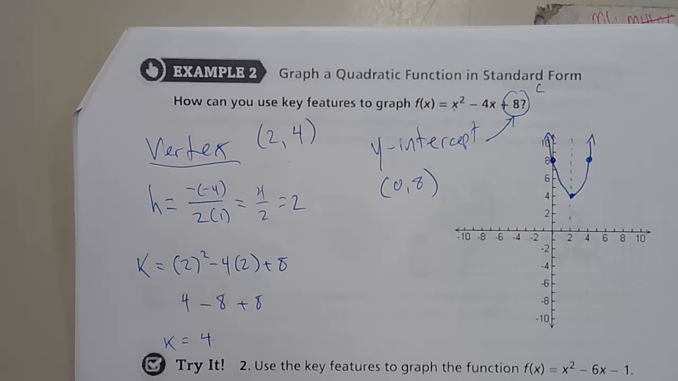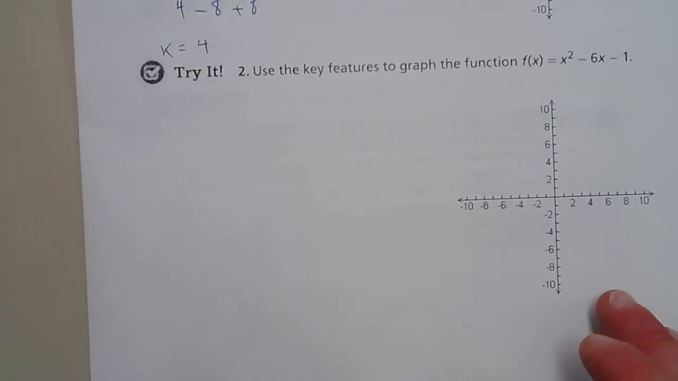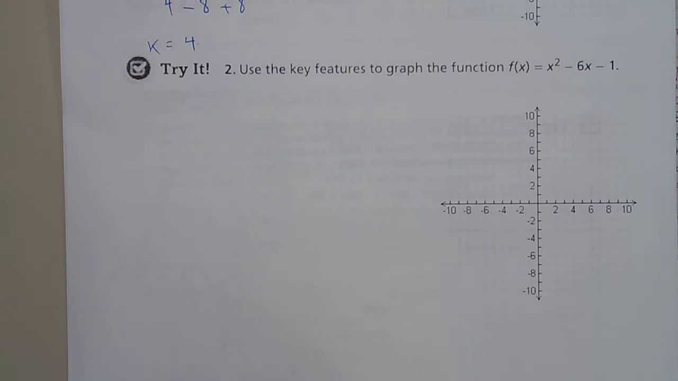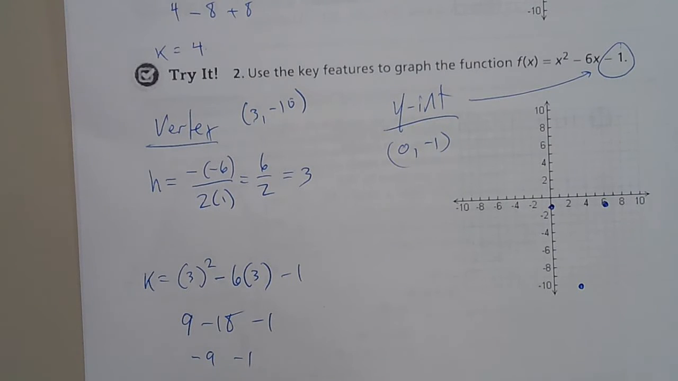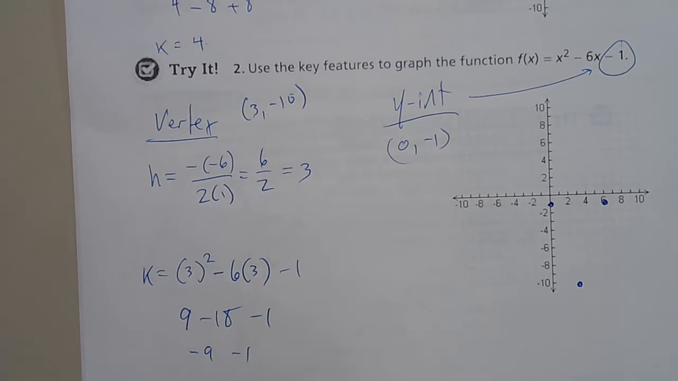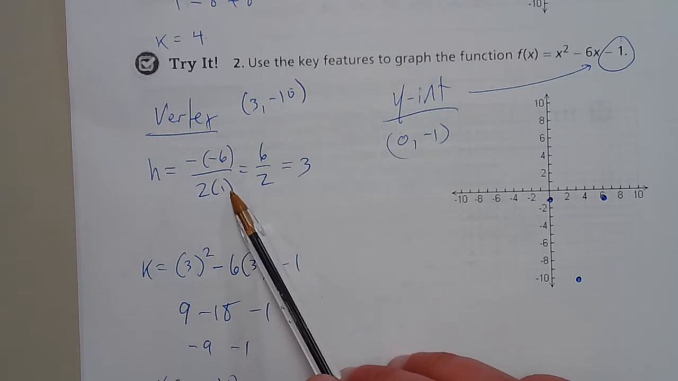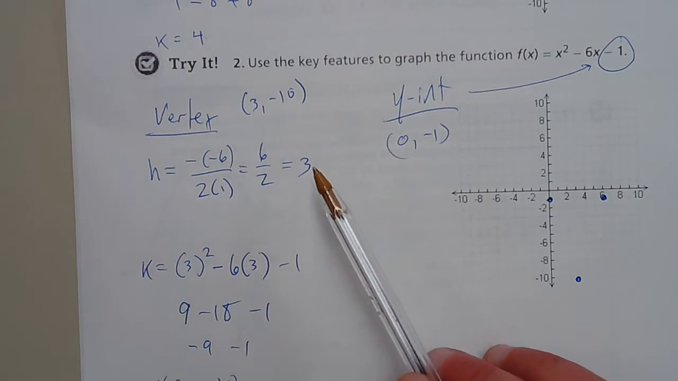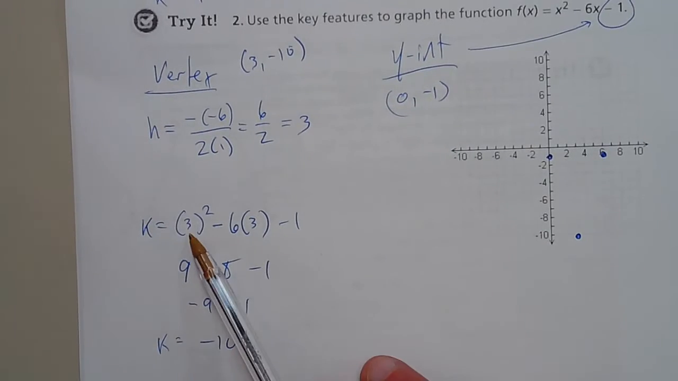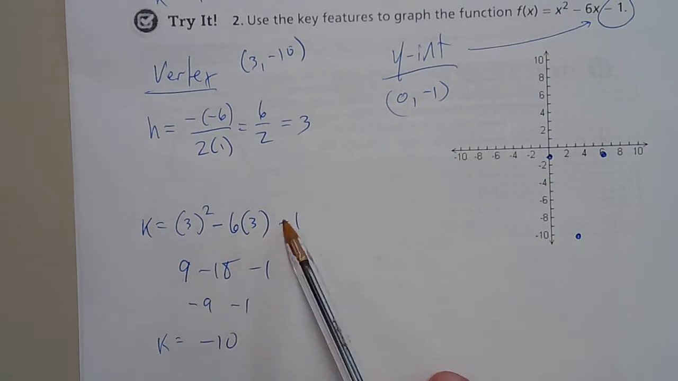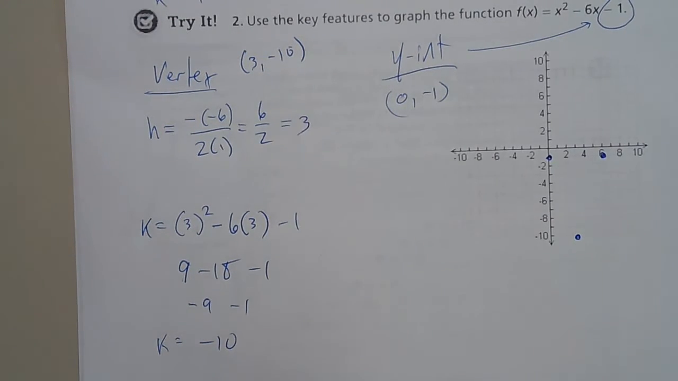Pretty straightforward. So if you look here, here's a similar one. Again, I'd recommend pausing it and actually trying to do the problem, and then you can check it against mine here. All right, so I've gone ahead and did the work. My vertex, h formula, substituted my b and my a in, and it came out to be 3. I then took my 3, substituted it into the function itself, and simplified it out to be negative 10. So now I know my vertex: 3, negative 10.